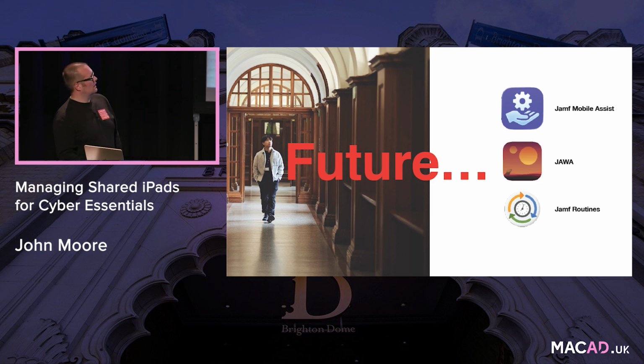So yeah, that's where we are just now. But in the future, I'd like to look at some of these things: Jamf Mobile Assist, to get the QR codes on the lock screen so you can just scan them and clear passcodes and send wipe commands without going into Jamf. Jamf Routines are the automation servers that support things like Jamf Mobile Assist.